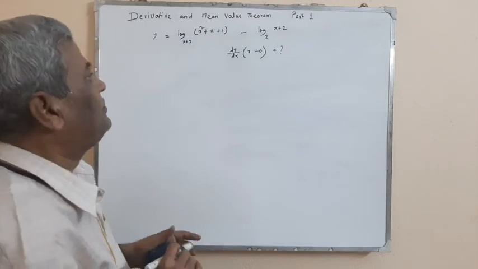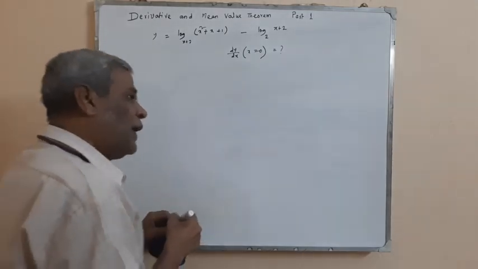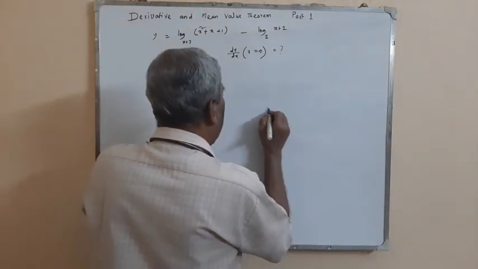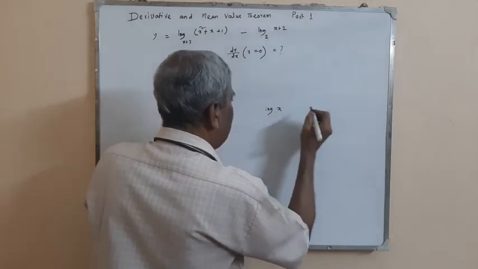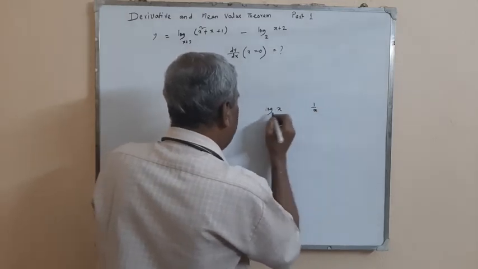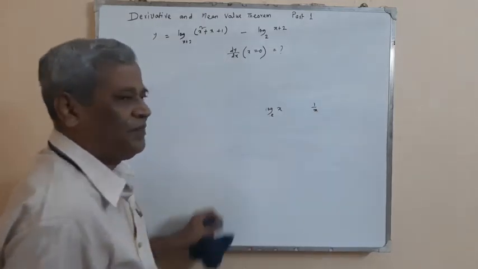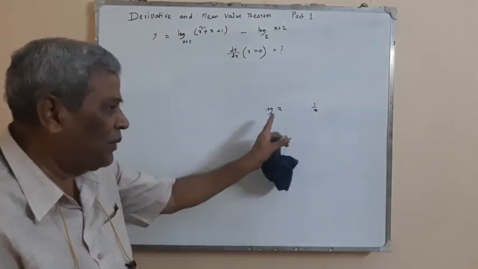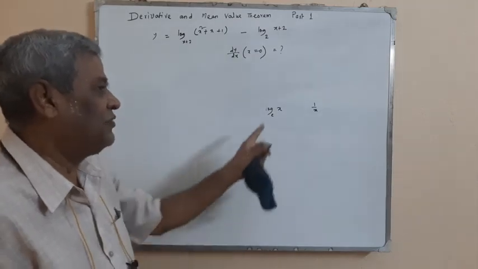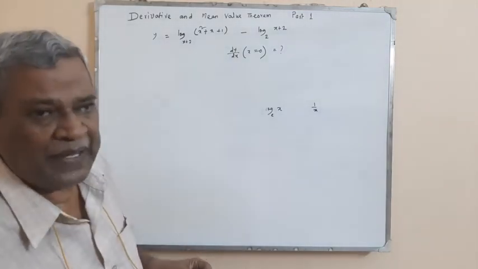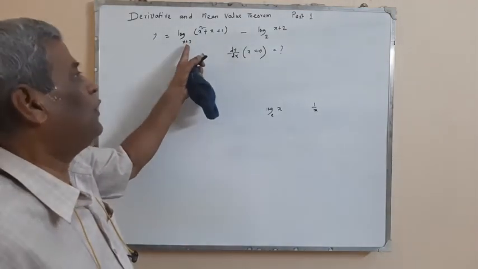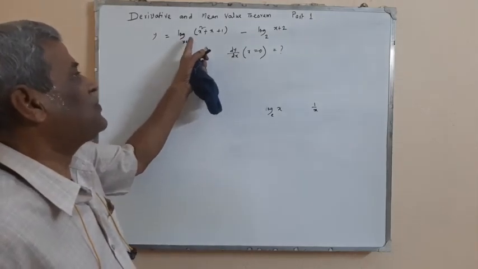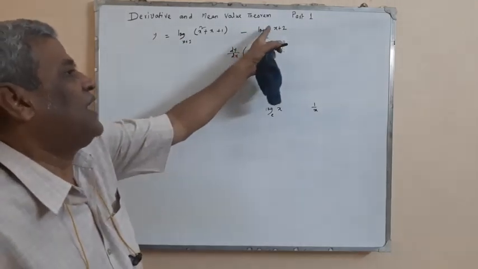This is the problem. For the log function, log x, its derivative is 1 by x provided the base is e. Its derivative is 1 by that argument, if the base is e. Otherwise, we cannot find the derivative. So first of all, we have to change its base, this and that also.